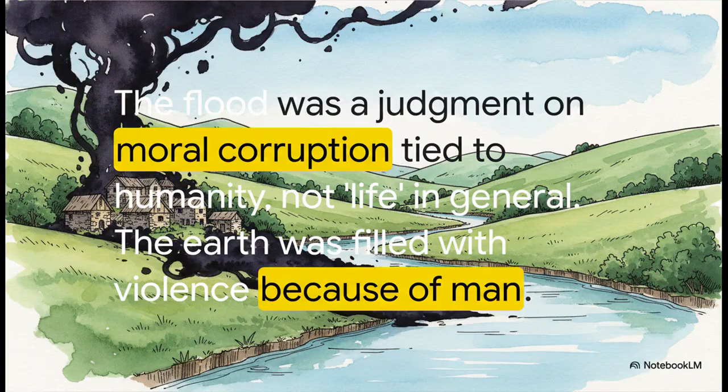Well, the text in Genesis 6 is totally clear on this. It says the reason for the flood is a direct response to human wickedness. It says the earth was filled with violence and had become corrupted specifically because of what people were doing. The problem wasn't biology, it was morality.